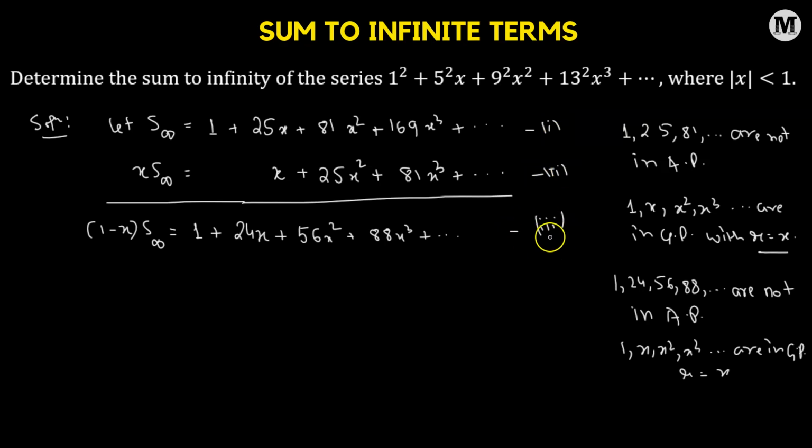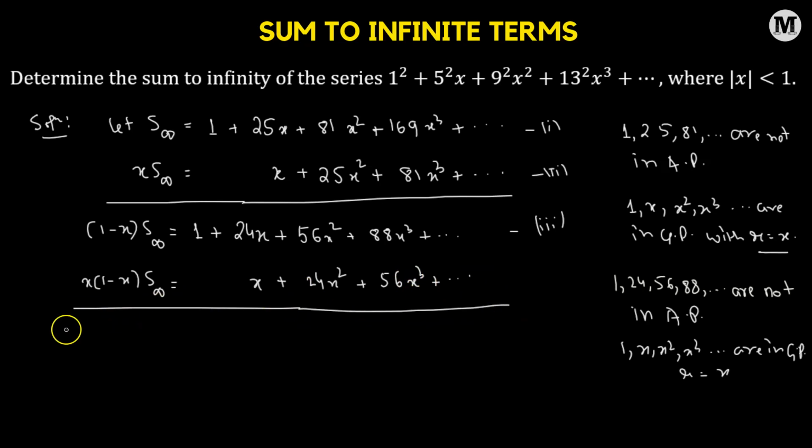So what we'll do, we'll take this infinite series number 3, and we're going to multiply each term with x. So that gives us x multiplied to 1 minus x times sum up to infinite terms. So 1 times x, that's simply x added to 24x times x, that gives us 24x squared added to 56x squared times x, that's 56x cubed. So again we perform the subtraction here. So that's going to give us 1 minus x times sum up to infinite terms minus x times 1 minus x times sum up to infinite terms.